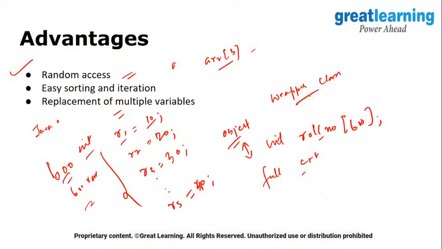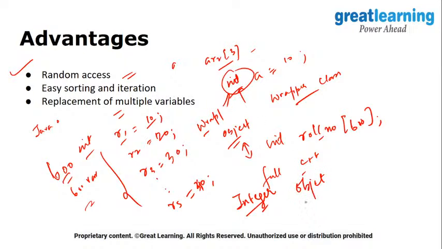You might know, if you have some idea of Java, that there is something called a wrapper class. If you have int a, in C++ this is a primitive data type, but in Java this int is converted into a wrapper class, that is Integer. So this is how it converts primitive data types into objects.